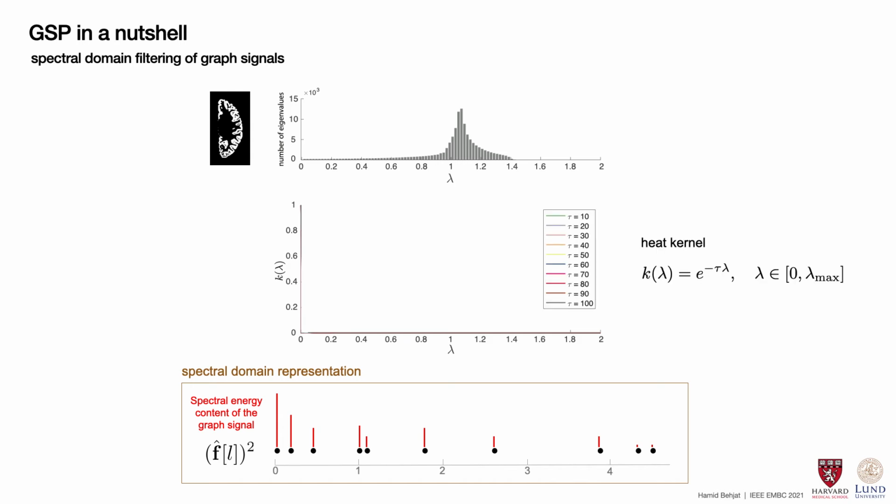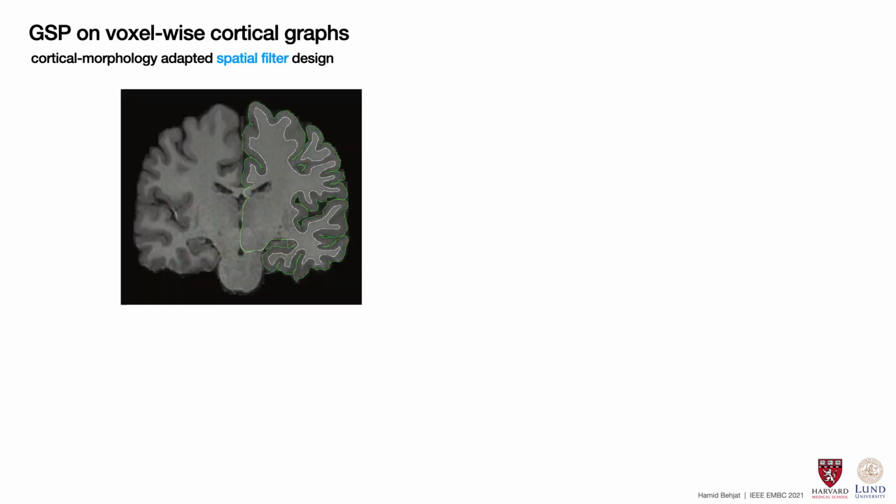And to do so, we can use a suitable definition of a kernel. In particular, we are interested in low-pass filters, so we'll be using a heat kernel, which has a free parameter of tau. And the kernels, for instance, for different values of tau, look like this.